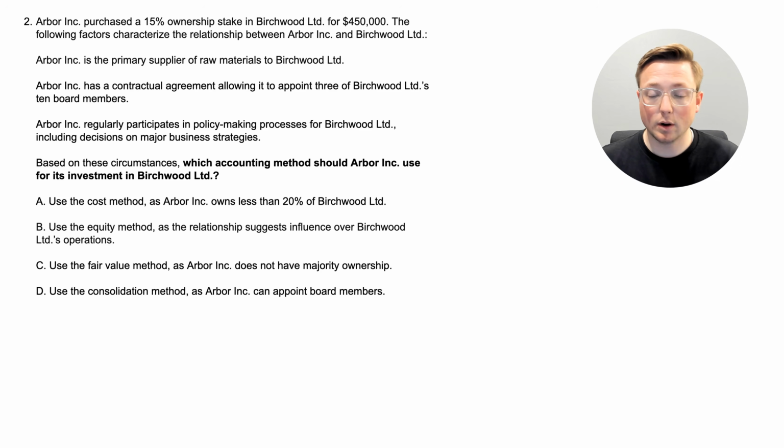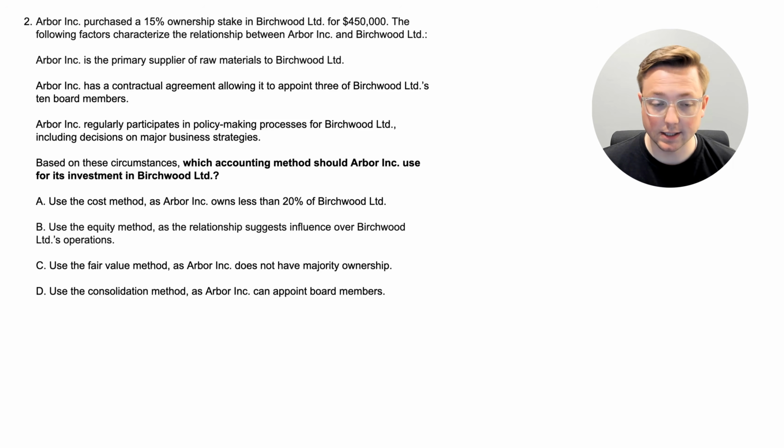So it's asking what method we're supposed to be using. Probably the equity method, but let's read through this to get an idea of why we should be using the equity method. Arbor Inc. purchased a 15% ownership stake in Birchwood Ltd. for $450,000. The following factors characterize the relationship between Arbor Inc.